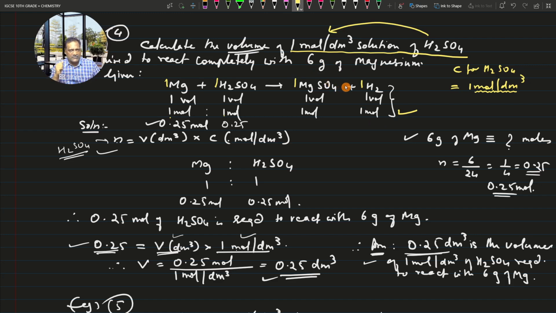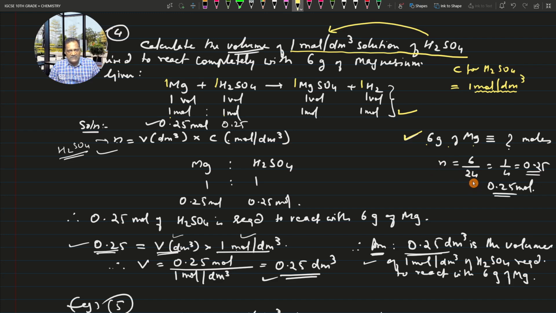So, first what I will do is this 6 gram of magnesium, I am going to convert it into moles. Okay. So, how I am going to do that? So you can see this statement over here. 6 gram of magnesium will be how much moles? So if I want to do this, I'll use this formula. N is equal to mass in gram divided by 24.